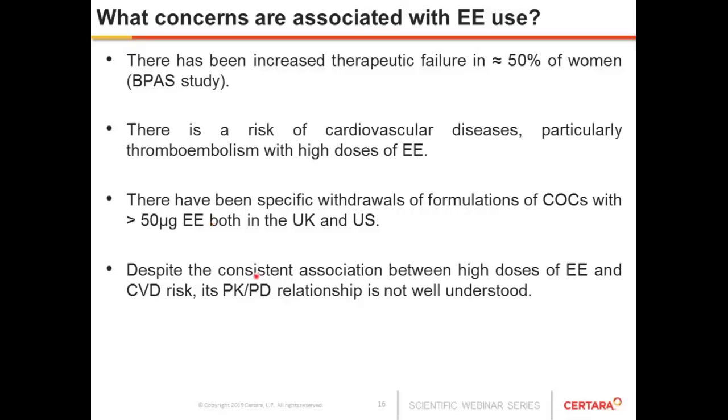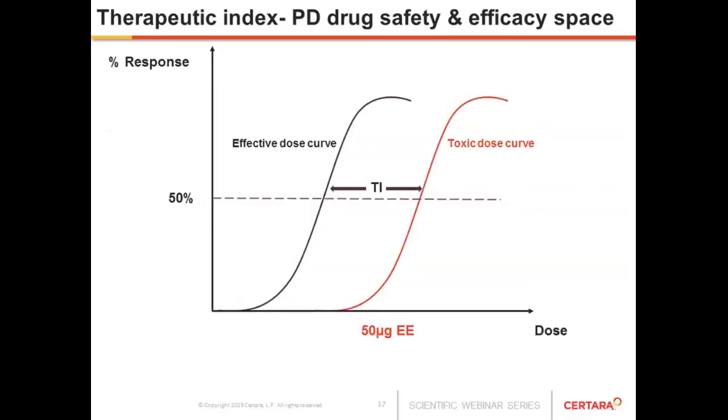Now, why is it really important to have a good understanding of the PK-PD? This graph shows the information that you can get when you have a good PK-PD relationship defined for your drug. It gives you information about the therapeutic index, and it enables you to define your PD drug safety and efficacy space. So when you have a good handle on the PK-PD relationship, you're able to establish your effective dose curve and your toxic dose curve.